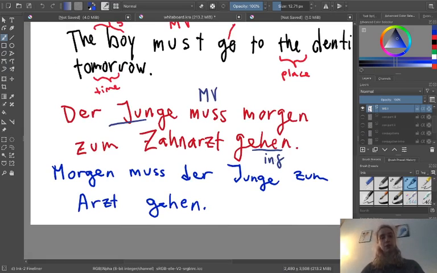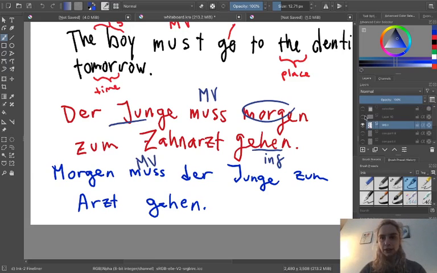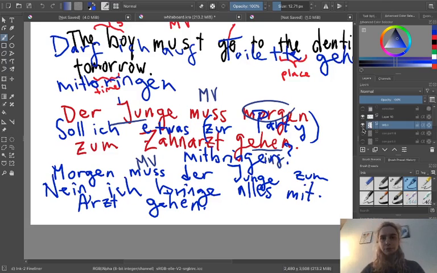So here we have the alternative form, morgen muss der Junge zum Zahnarzt oder zum Arzt gehen. So here I'm starting with this morgen, the time, instead of der Junge. However, der Junge does still appear right after our conjugated verb, which is still in the second position. And again, our infinitive is at the end of the sentence here.